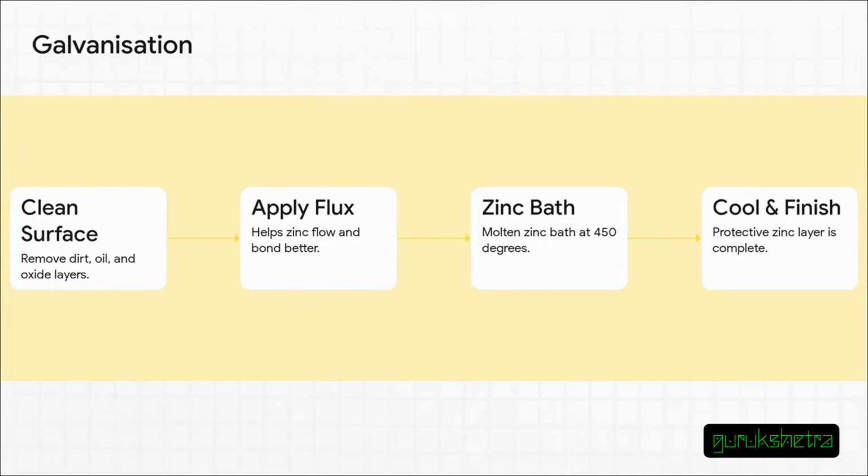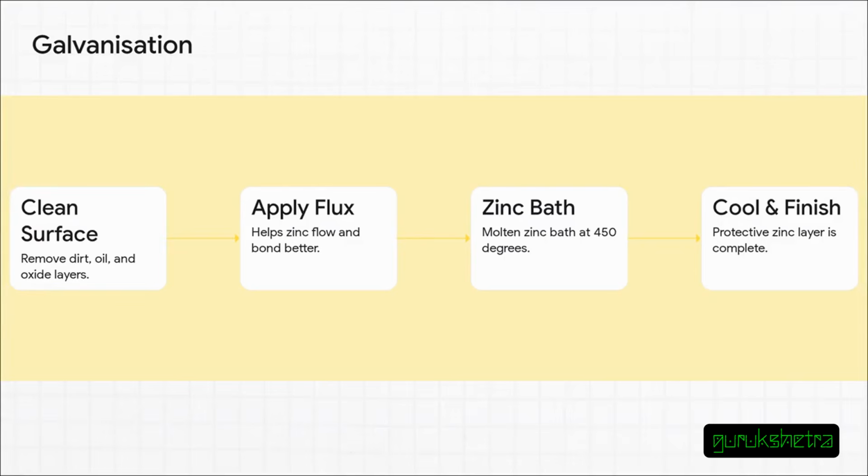Let's actually walk through this hot dip galvanization process step by step, because it's fascinating. Step 1, the iron surface is rigorously cleaned to remove any dirt, oil, or existing oxide layers. Step 2, a chemical flux is applied, which helps the liquid zinc flow and bond tightly to the iron. Step 3, here's where the magic happens.